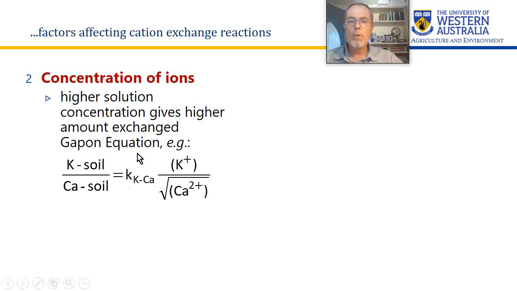So we have what we call an exchange constant, in this case for exchange of potassium by calcium, and the ratio on the surface is equal to that exchange constant times a modified ratio in solution. We take the square root of calcium ion concentration because it's a divalent cation. If it was a trivalent cation, we'd take the cube root by analogy, and we'd just have a simple ratio if the charges on the ions are the same.